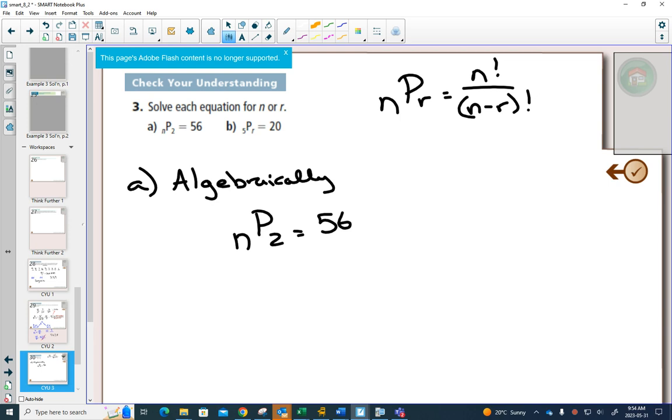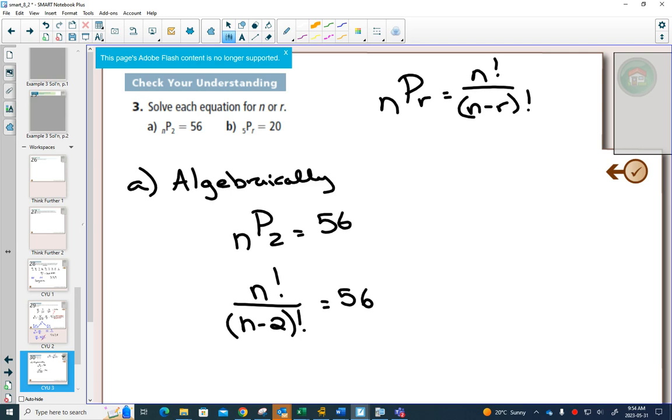The nP2, you'd go to your formula sheet and you'd see this on your formula sheet, so you have to translate this. This means n factorial over n minus 2 factorial. And so the question is, how do I solve an equation for n if there's factorial signs? How do I simplify an equation if there's factorial signs?